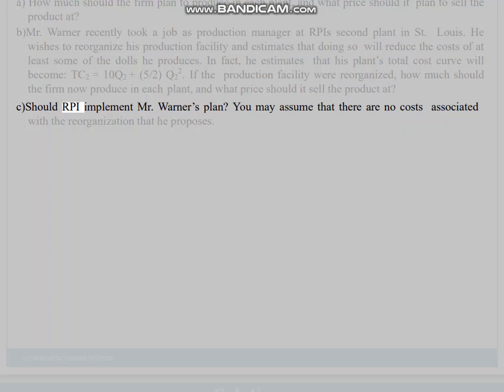C. Should RPI implement Mr. Warner's plan? You may assume that there are no costs associated with the reorganization that he proposes.